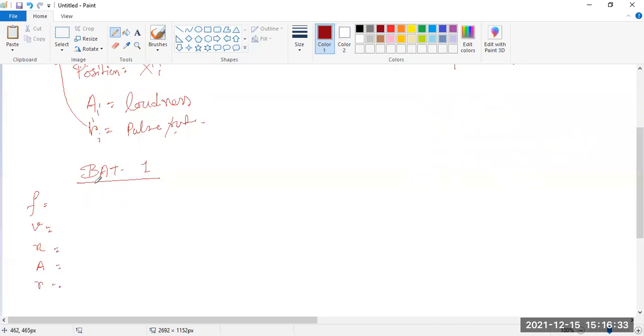This is your bat two. For bat two, this is frequency, this is velocity, this is x, this is position, this is loudness, this is your pulse rate. And this is bat 3. You have to initialize frequency, velocity, x and A, and this is r. You may put some random value, but within the position.